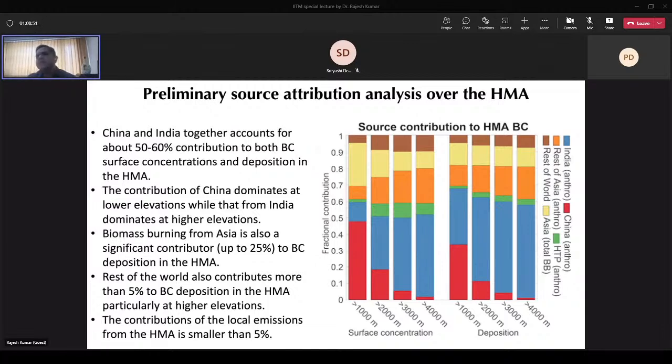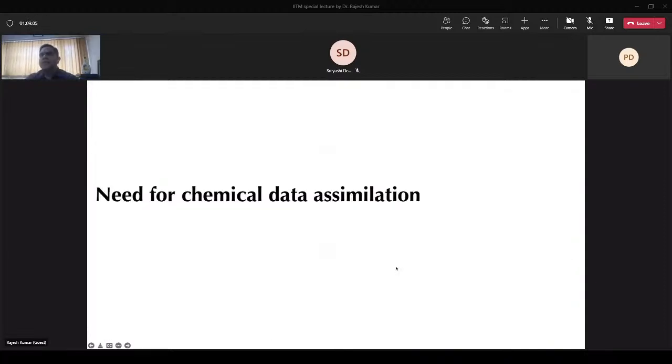We are doing more simulations. We are simulating 17 years. We will be repeating this analysis for all the 17 years to understand how much interannual variability there is and if these results are consistent across years. Okay, so this brings me to the final topic, the need for chemical data assimilation.